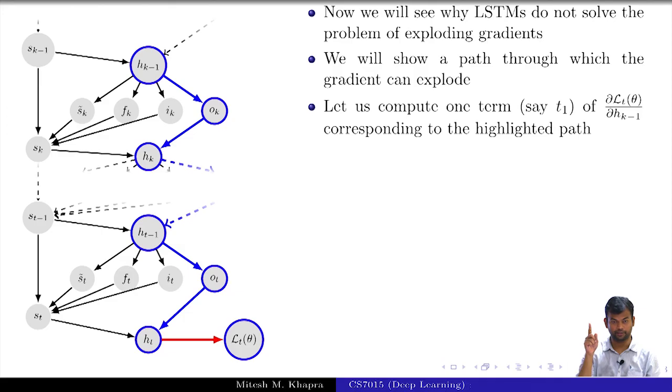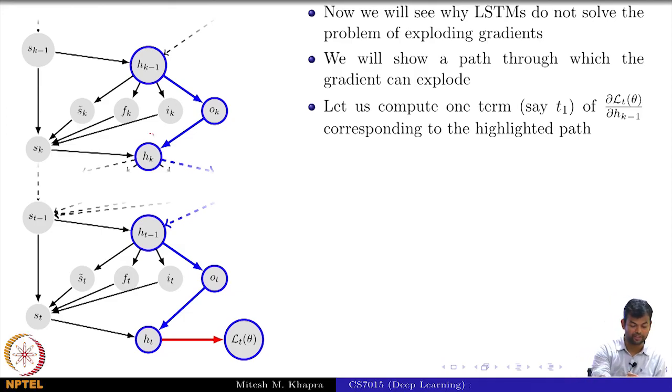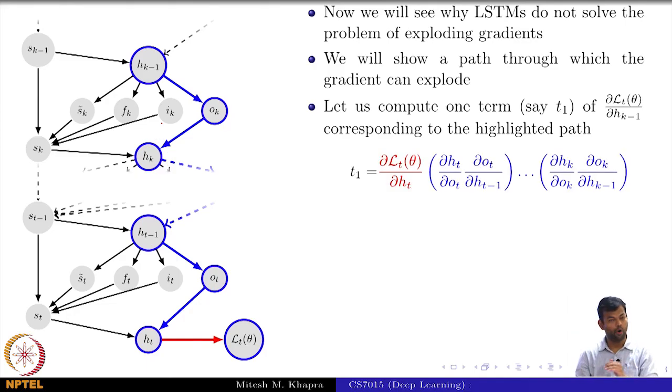So consider this path, okay? Now this path is again also active. So if you consider only the path to HK, then it's going to be active for all the gates and all the states, right? So in whatever gates or states you're considering, this path would be there, okay? And this is what this path looks like. You have the derivative with respect to the last layer, and then you have these pairs, HT by OT, OT by HT minus 1, and so on. Everyone fine with this so far?